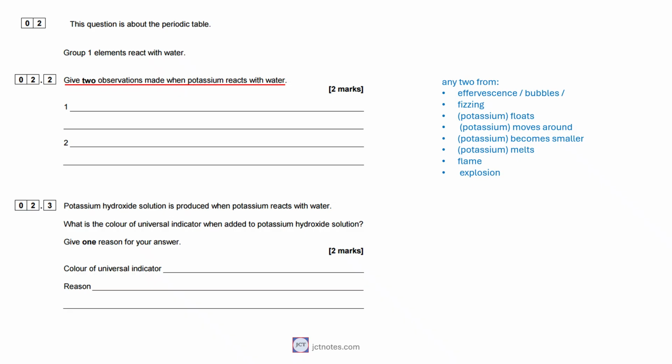To get both marks, you just need to pick any 2 observations from this list, such as effervescence or bubbles, fizzing, potassium floats, moves around, becomes smaller or melts, flame or explosion.